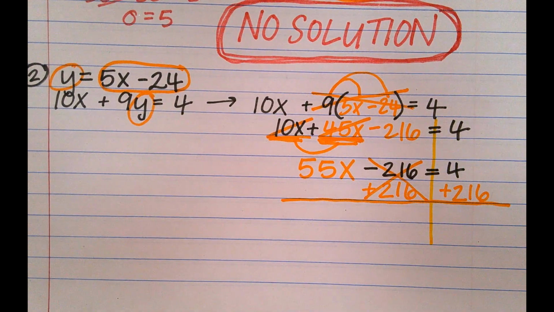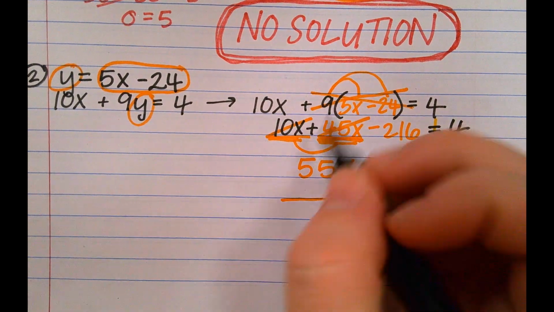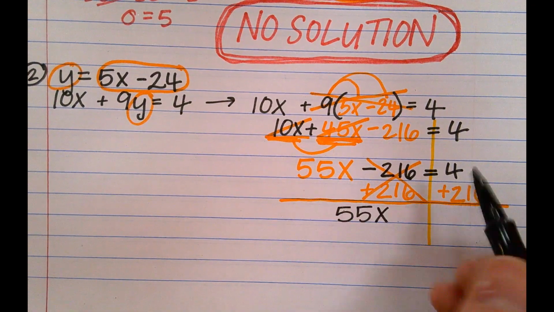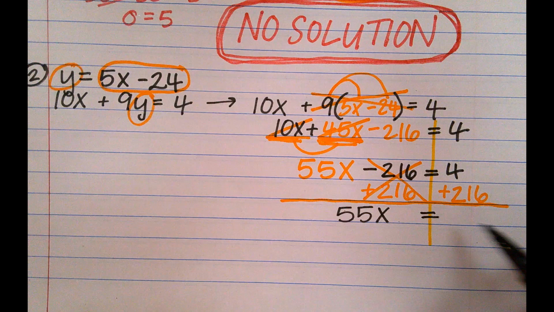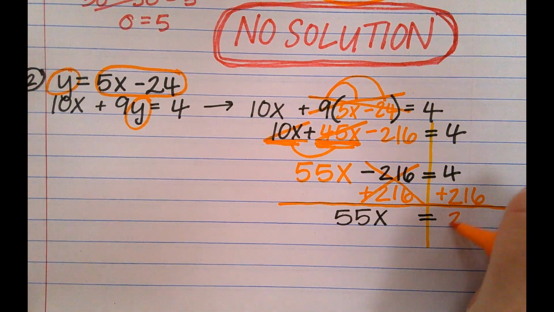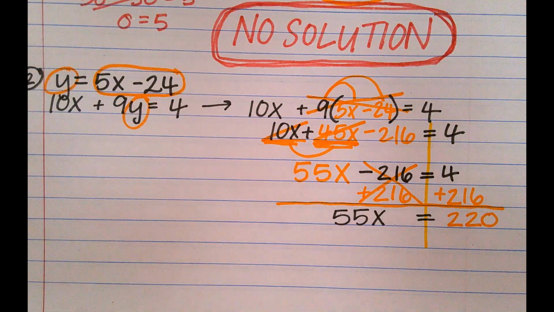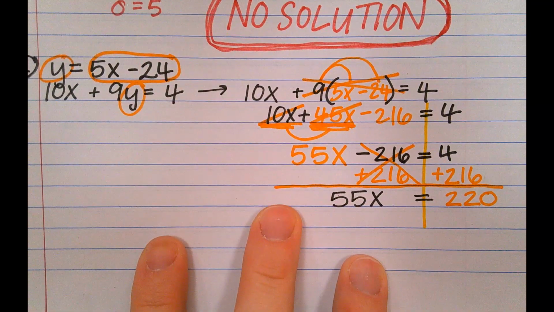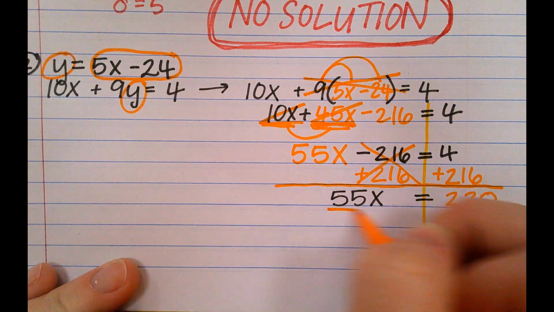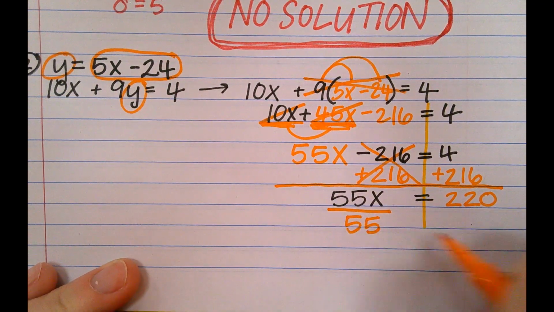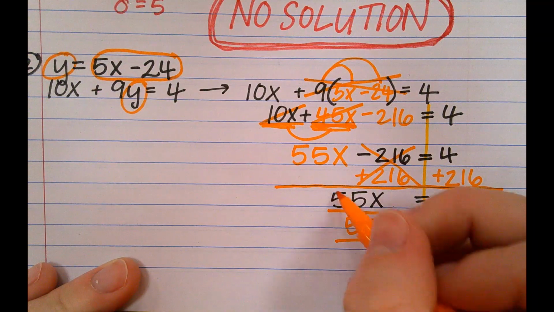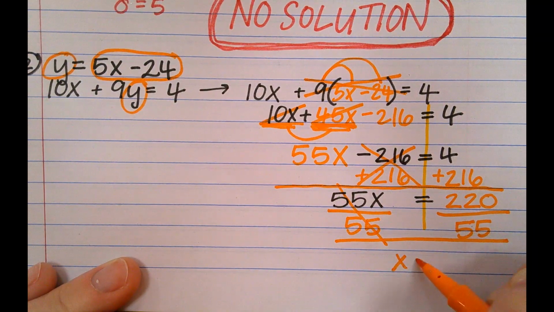So 55x equals 220. Good. So 55x comes down equals 4 plus 216, which is 220. And then we divide 55 to both sides. Perfect. Then we just divide by 55 to get x by itself, both sides. And then x equals.